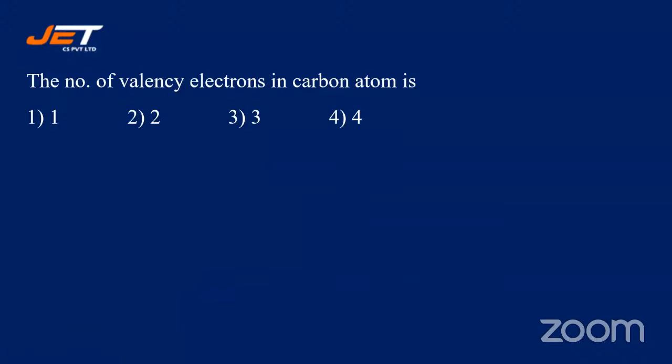So please be quick. The number of valency electrons in a carbon atom is? Yes, very good. All of you are giving me the right answer. Harshateja, Gayatri, Yogita, it is not 2. Please check. Sai Vardhan, please check. Rest others are doing well. Yes, it is option 4. It consists of 4 valency electrons. Carbon has 4 valency electrons.